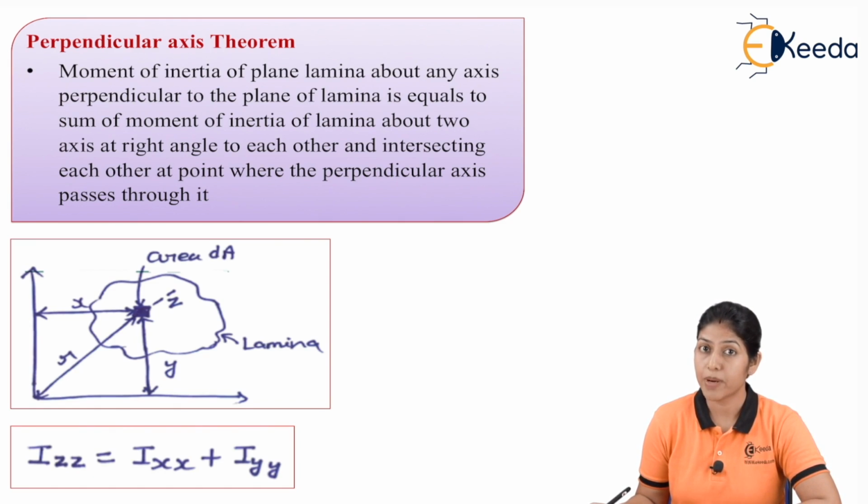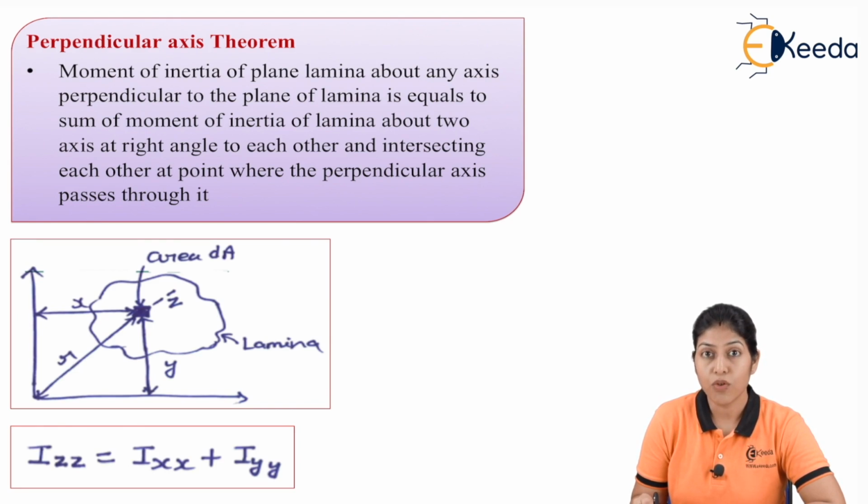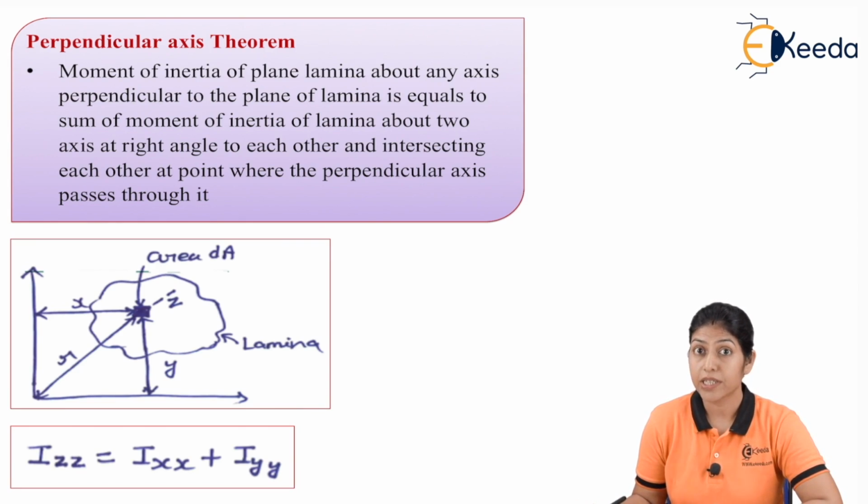If we define the perpendicular axis theorem, it is: the moment of inertia of a plane lamina about any axis which is perpendicular to the plane lamina is equal to the sum of the moments of inertia of the lamina about two axes which are at right angles to each other and intersecting each other at the point where the perpendicular axis passes through it. So it is based on three directions, x direction, y direction and z direction.